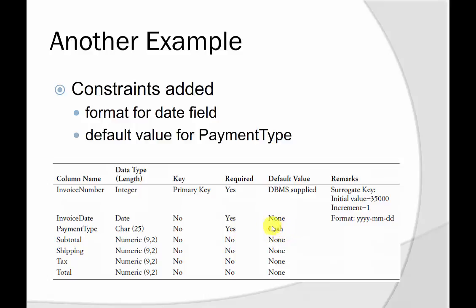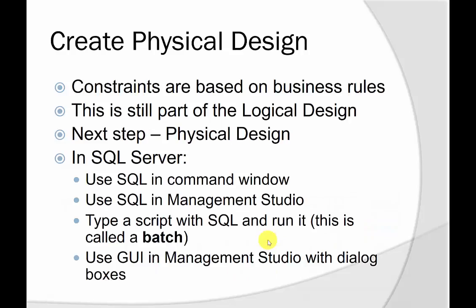We've got payment type set to a default value of cash, so that's something you can do when you're designing the physical design. Other remarks include that the invoice number is going to be a surrogate key. We're going to start at 35,000. An increment every additional record will be 35,001, etc. We also have a constraint showing the format of the date. So constraints are based on the business rules, which you have gathered in the conceptual design phase of designing a database.